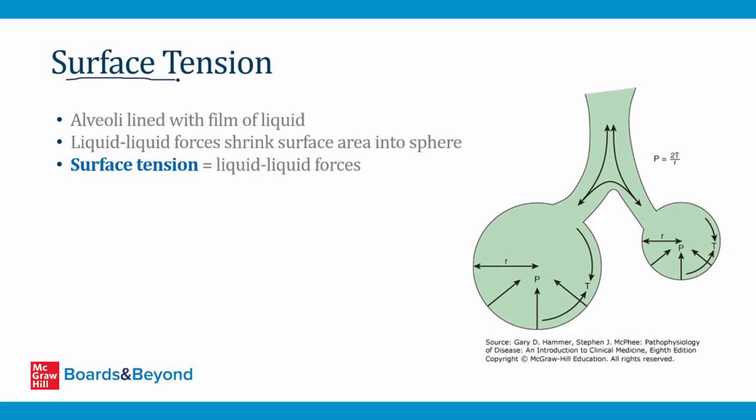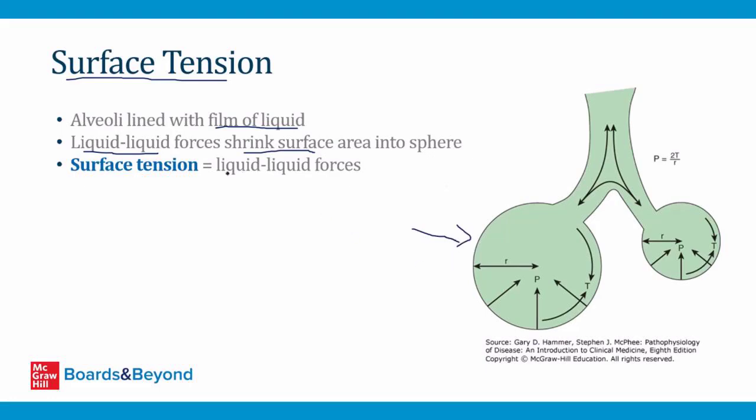So to understand why surfactants are so helpful for gas exchange, we have to talk about a concept called surface tension. So you need to understand that the alveoli are lined with a film of liquid. And the liquid-liquid forces, in other words, the forces pulling the molecules of liquid together, shrink the surface area of the alveoli into a sphere.